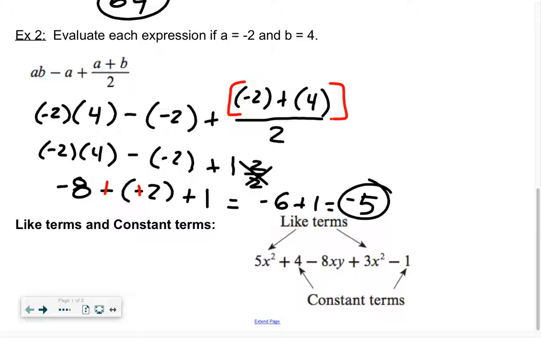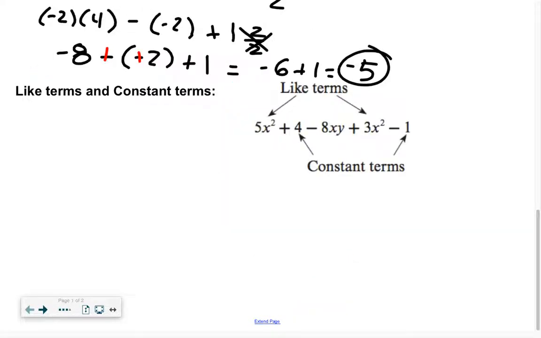As we go about doing these, we now start to look at algebraic expressions, and instead of evaluating, we're going to be looking to simplify or collect like terms. So like terms and constant terms, as you can see from this expression here, we have the 5x squared, which is a like term with the 3x squared, simply because it has the same variables, and it also has the exponents that are the same with those variables. Do we have a like term that goes with this one? Nope.